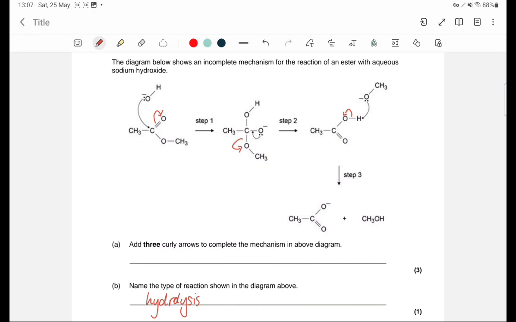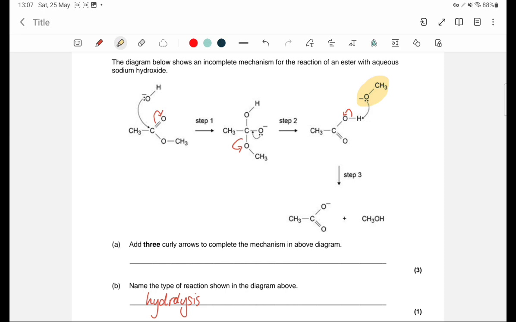Question C wants to know the role of the CH3O- ion. The first thing to do, of course, is to start by identifying the ion and seeing what it's doing. So our ion is this here. And you can see that it is attacking the hydrogen.